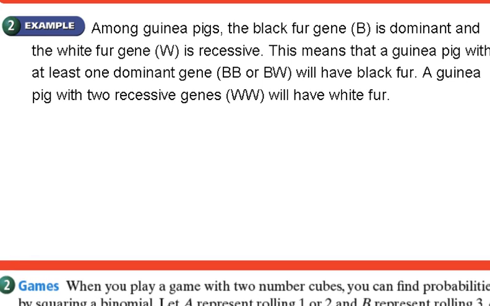Among guinea pigs, the black fur gene is dominant and the white fur gene is recessive. This means that a guinea pig with at least one dominant gene, BB or BW, will have black fur. A guinea pig with 2 recessive genes, WW, will have white fur.